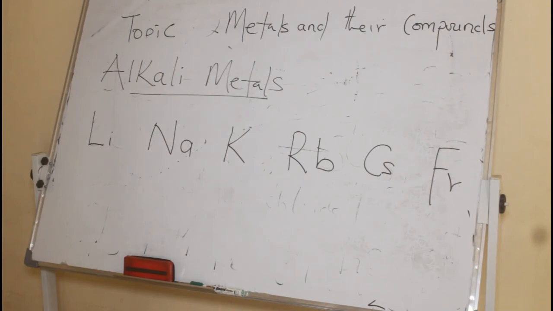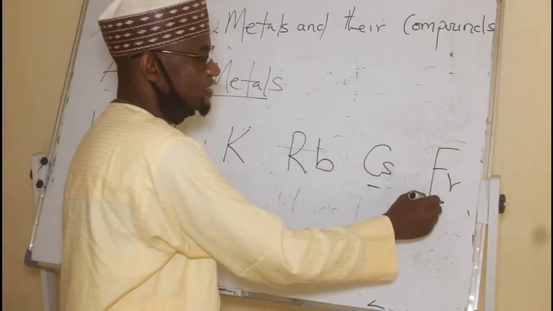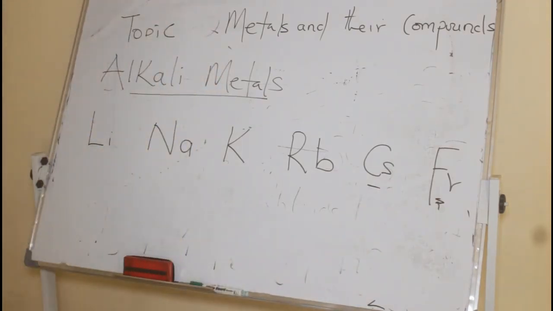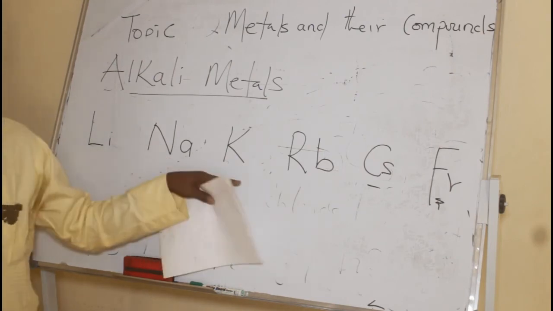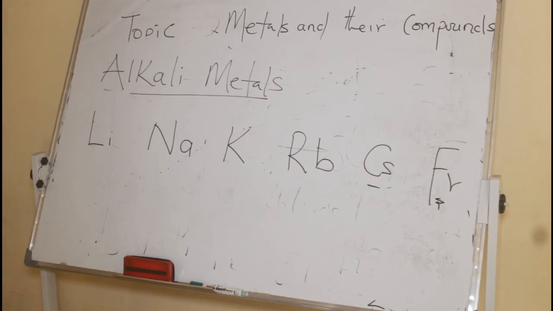Are you following? But in particular, this one is highly radioactive. In fact, it doesn't have a stable isotope. So in chemistry, we hardly play around with it when we are dealing with the properties of group 1 elements. This is lithium, sodium, potassium, rubidium, cesium, and francium. So francium is highly radioactive. In fact, it has no stable isotope.